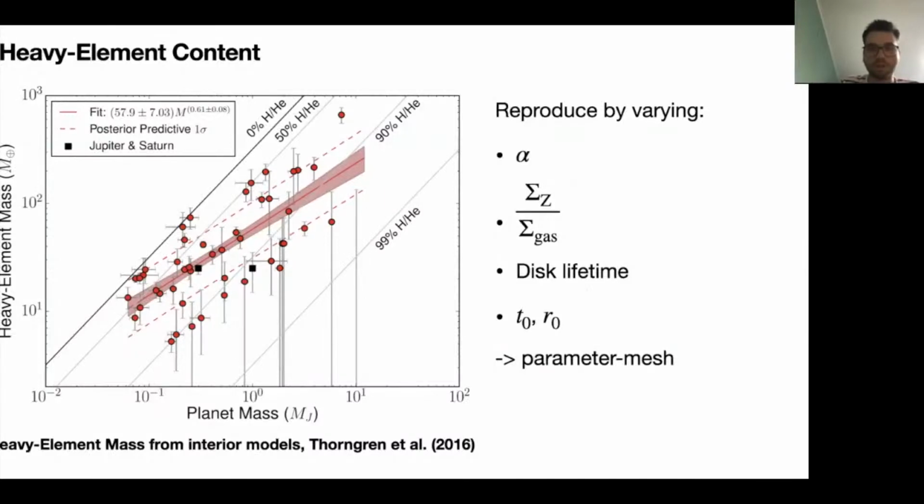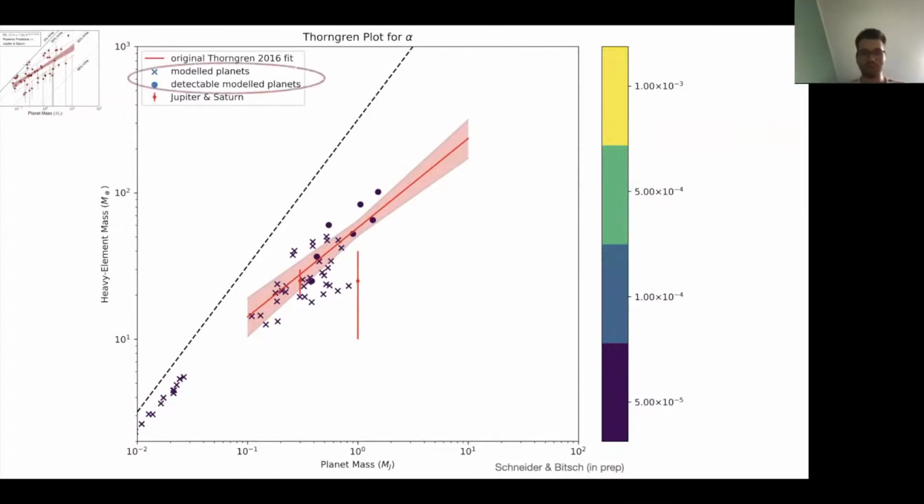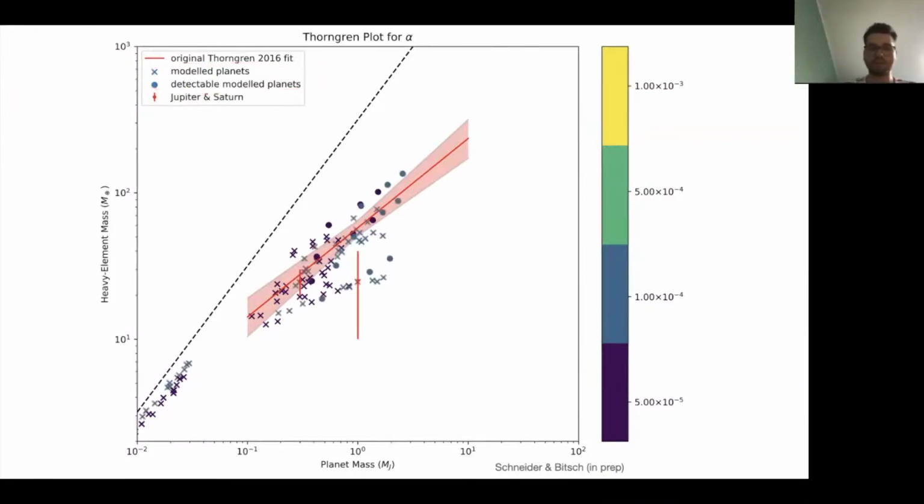So now with the color coding of alpha, you will see our own version of the Thorngren plot, with the hot Jupiter planets being bullets and the cold Jupiter planets being crosses. Those are probably not observed in the Thorngren plot. However, you can see for low alpha, there are only planets with few Jupiter masses. And for higher alpha, we get more and more massive planets. This is because of the mass accretion rate, which is proportional to the viscosity.